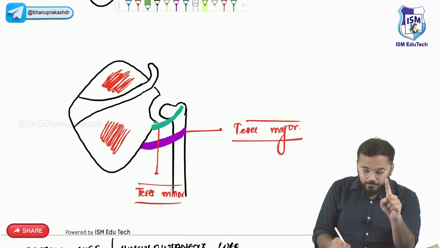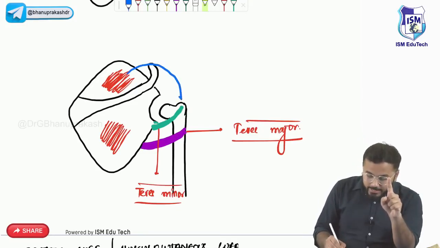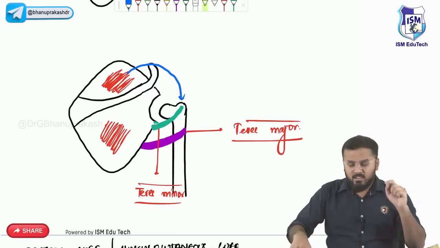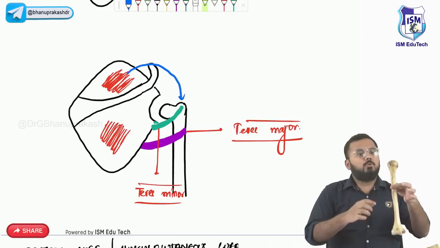Point number one is that supraspinatus attaches to the greater tubercle. I told you yesterday that this is the humerus. It has got a greater tubercle. It has even got a lesser tubercle. So supraspinatus attaches to the greater tubercle.